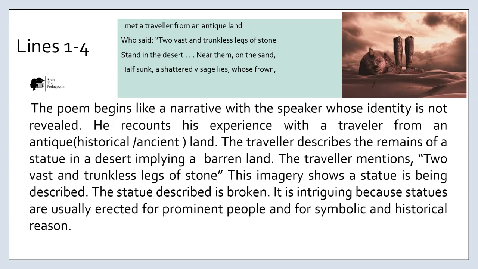The poem already begins with a narrative with a speaker whose identity is not revealed. He recounts his experience with a traveler from an antique or historical or ancient land. The traveler describes the remains of a statue in a desert, implying a barren land. The traveler mentions 2 vast and trunkless legs of stone. Now, this imagery shows that a statue is being described, and the statue described is broken. It is intriguing because statues are usually erected for prominent people and for symbolic and historical reasons.